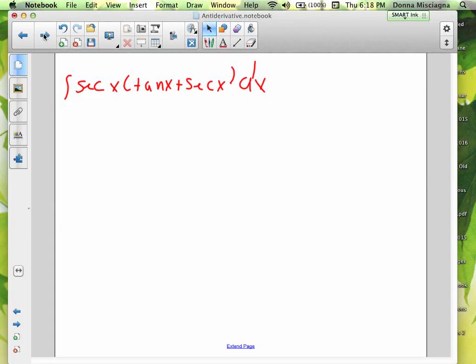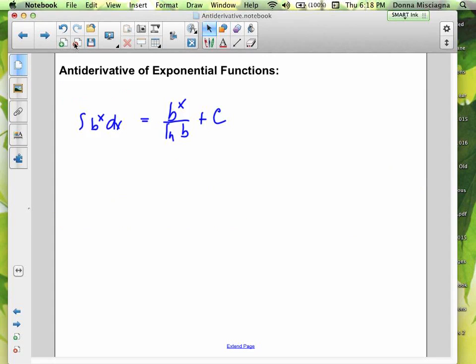Oh, and this one's twice. So let's get rid of it. And of course, this is the one we went over earlier. So the antiderivative of an exponential function is just the same function divided by natural log of b, because if we were taking the derivative, we'd multiply. And then plus, of course, our constant of integration.